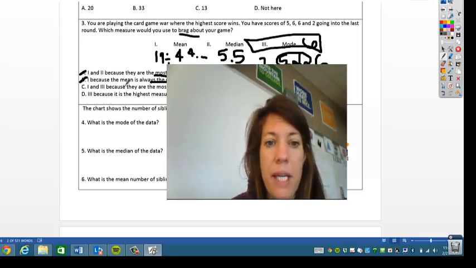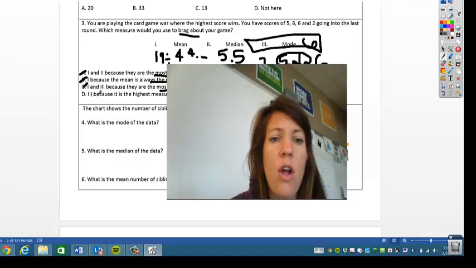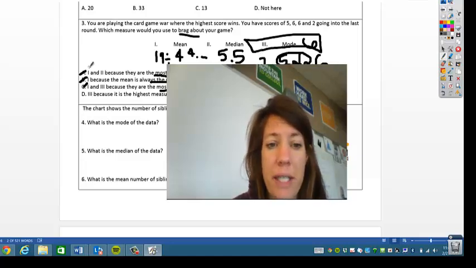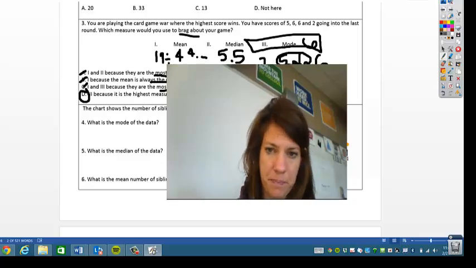C, 1 and 3, because they're the most accurate: the mean and the mode. Again, I don't want to be the most accurate. But I also don't want the mean. The mean isn't what I want. I just want the mode. D, 3, because it's the highest measure. Well, yeah, that's what I wanted. I want the mode, and I want to make myself look as good as possible.